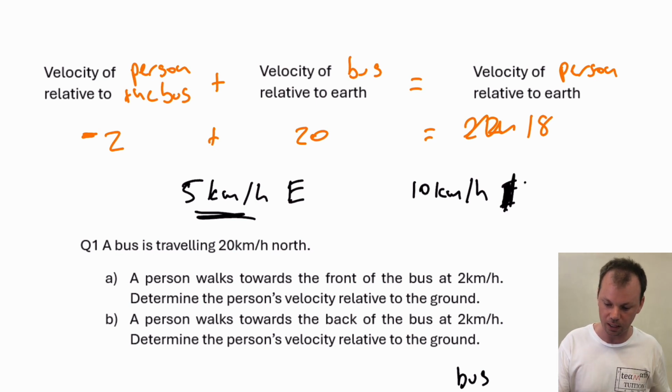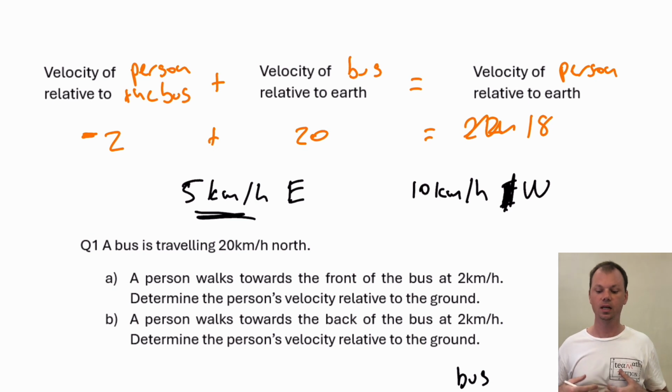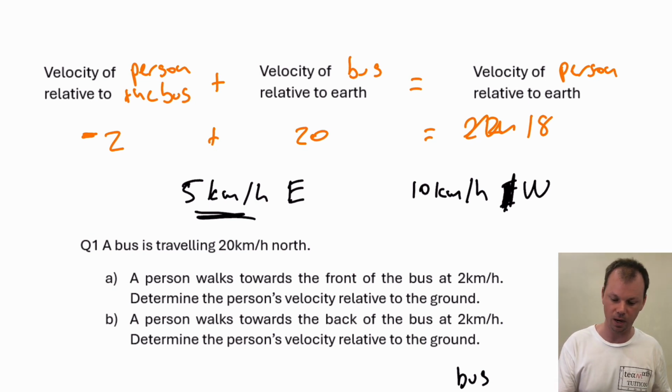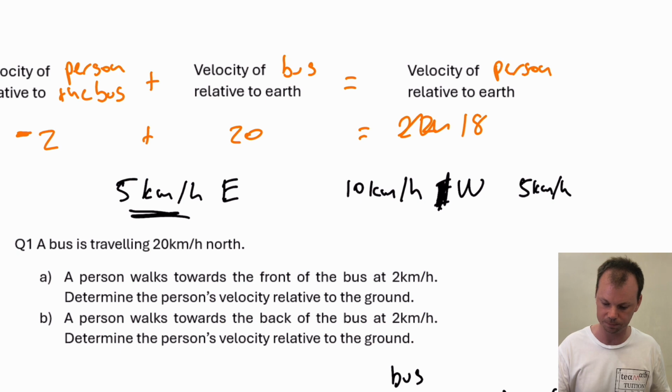If they were swimming in the west direction, however, then they're swimming 10 kilometers per hour relative to the water, but the water is pushing them the other way. So they're going to do 10 minus 5, they're going to do 5 kilometers per hour in the west direction.